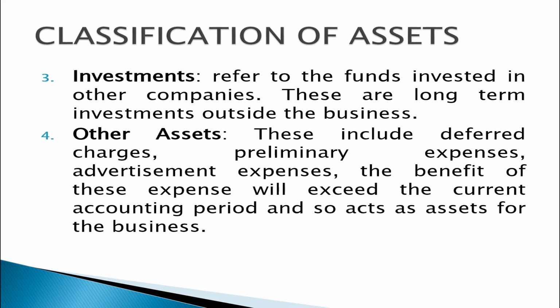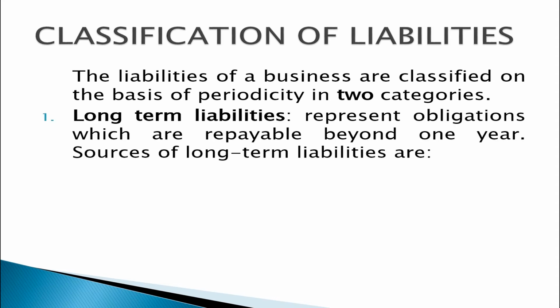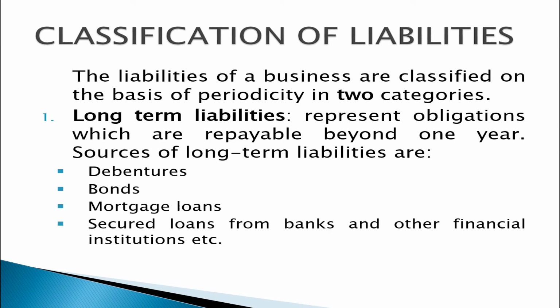Now, let's talk about the classification of liabilities. The liabilities of business are classified on the basis of periodicity in two categories. First one is long-term liabilities. Second one is current liabilities. Long-term liabilities represent obligations which are repayable beyond 1 year. Sources of long-term liabilities are debentures, bonds, mortgage loans, secured loans from banks and other financial institutions, etc.